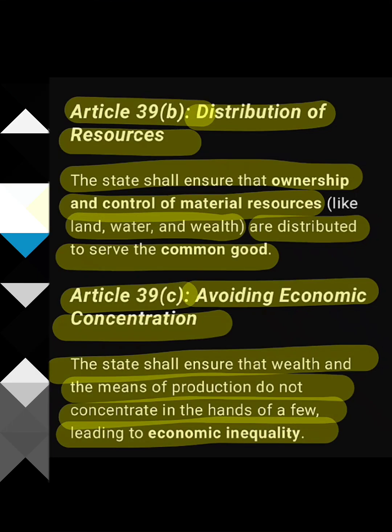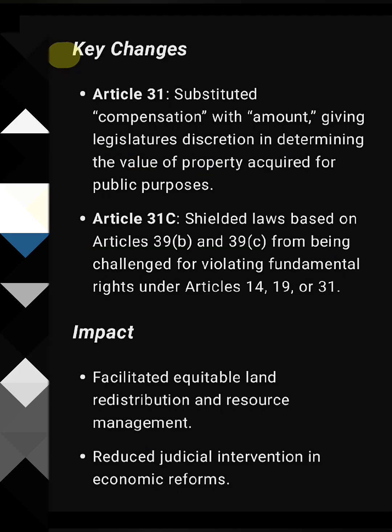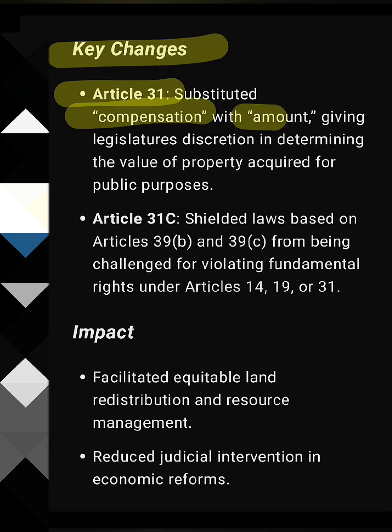But the dilemma for the government has become to balance this directive with the right to property, which was a fundamental right back then. So what were the key changes brought in by this amendment? So this amendment has amended Article 31 and substituted the word compensation with the word amount. Now whenever the government acquires some land, they will pay the amount and not the compensation.